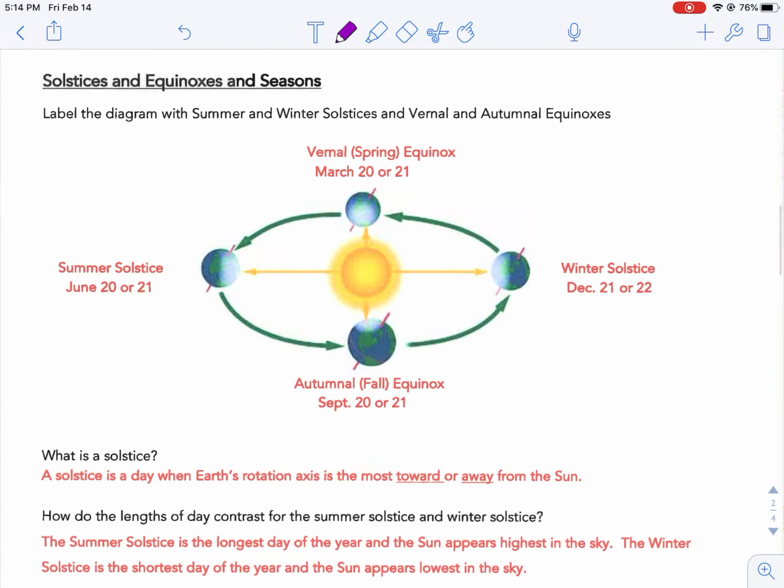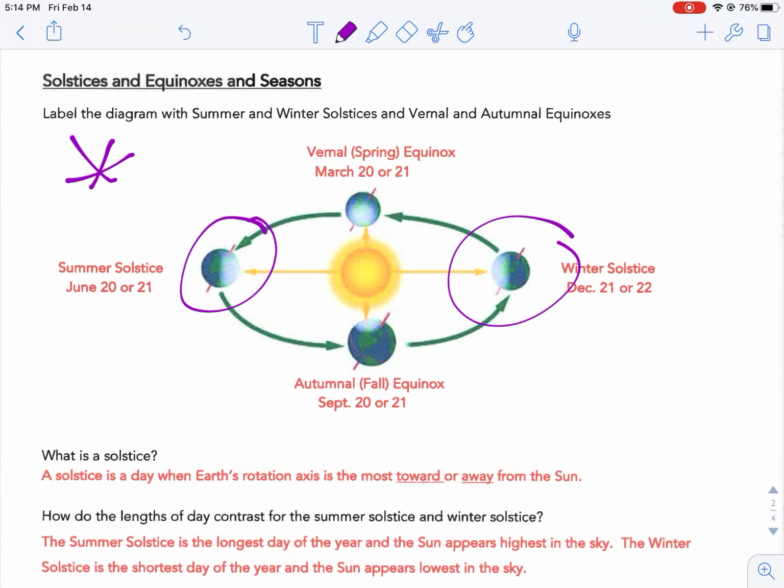So then we have some solstices. We have the idea of seasons and solstices and equinoxes. You are going to need to know this graphic. When we look at this graphic, you will need to label the summer and winter solstices and the vernal and autumnal equinoxes. Whenever you look at a picture like this, what you have to orient yourself with is the tilt. Always start at this point.